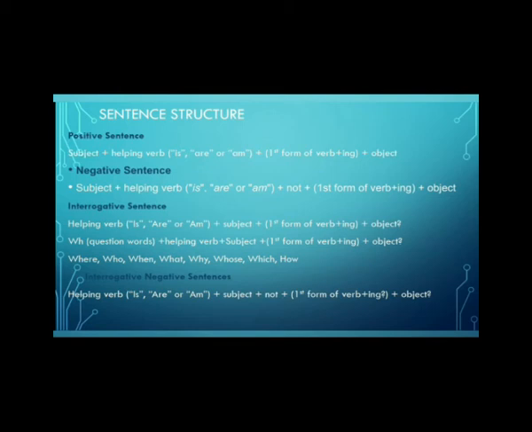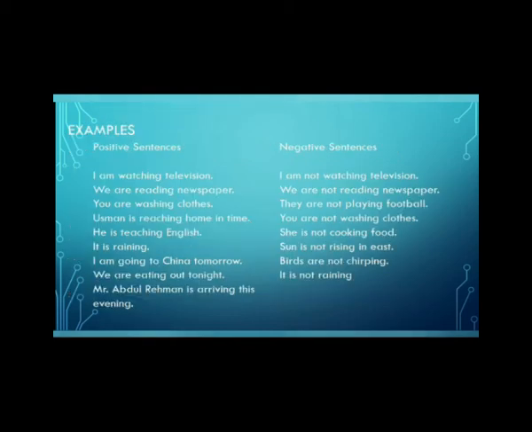Next is negative interrogative sentences. Helping verb is, am, are, plus subject plus not plus first form of verb with ing plus object plus question mark. Now we will read more examples of positive and negative sentences. I am watching television. We are reading newspaper. You are washing clothes. Usman is reaching home in time. He is teaching English. It is raining.